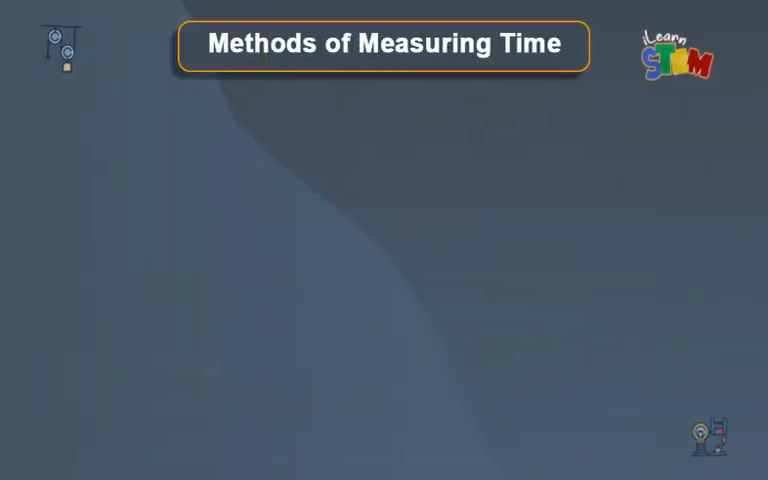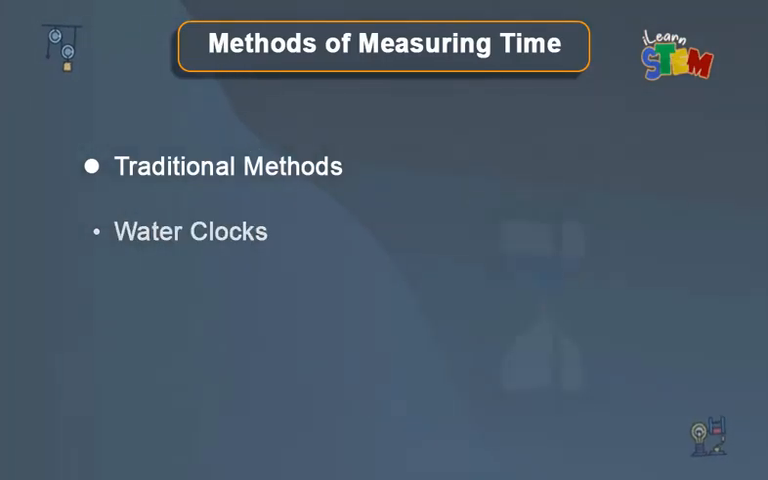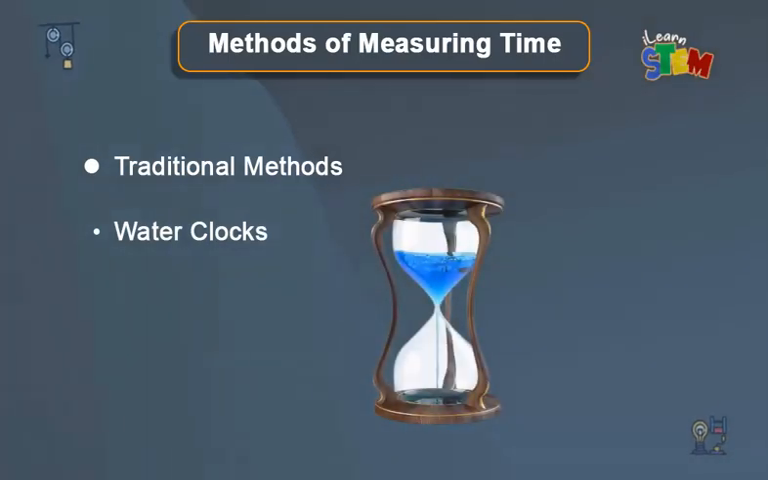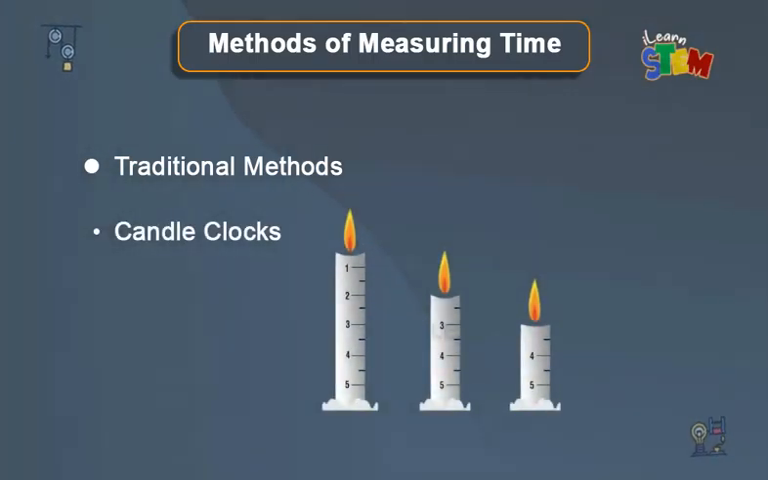There are various methods used in the measurement of time, such as the traditional methods. This method of measuring time has evolved over the centuries and varies across cultures. Here are some of the notable methods. Sundials. This instrument uses the position of the sun's shadow to indicate the time of day. Water clocks. It measures time by the flow of water from one container to another. Candle clocks. This instrument measures time by marking equally spaced lines on a candle and observing how long it takes for the candle to burn from one line to the next.